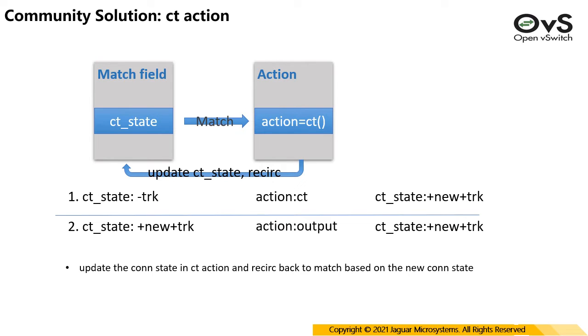second flow. In a word, each packet going through the connection tracking module will update the connection state while executing CT actions and recirculate back to match based on the new connection state, to figure out what is the next station the packet needs to deal with.